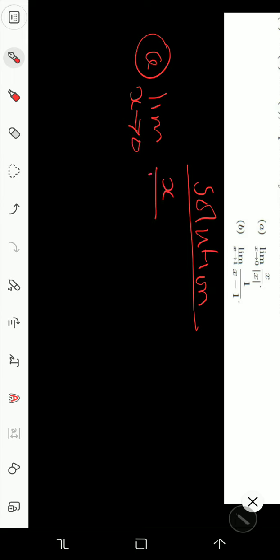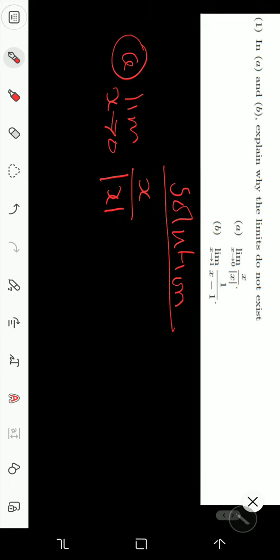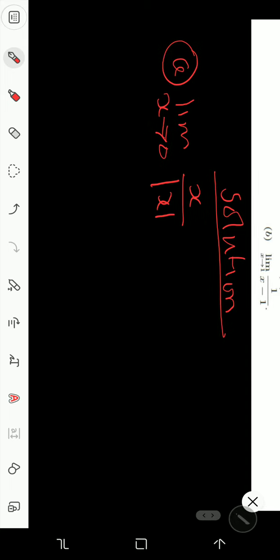It might be helpful. So question A, find the limit as x approaches 0 of x over the modulus of x. Now, here the question was asking us to explain why the limit does not exist. This is what you should know before doing this question.